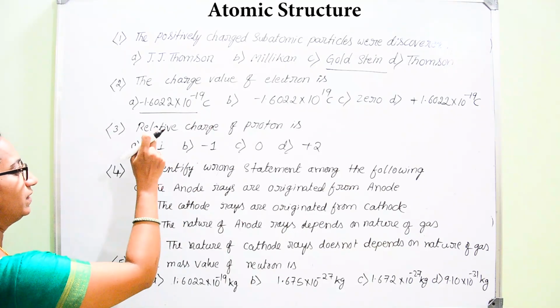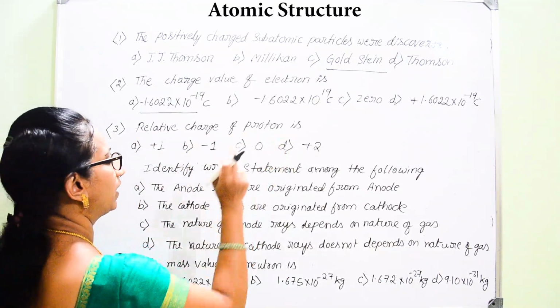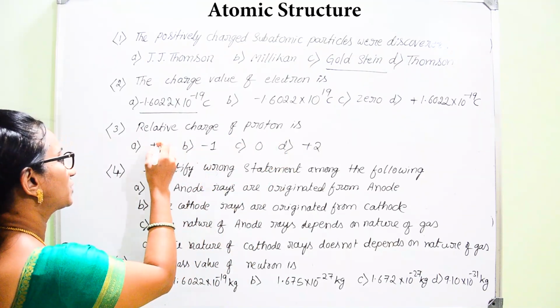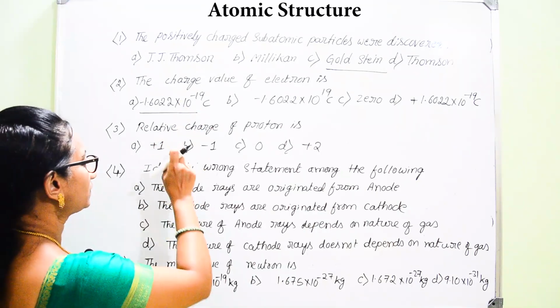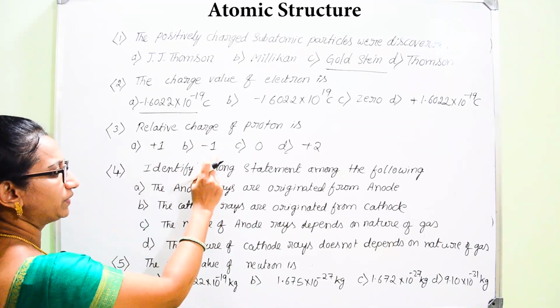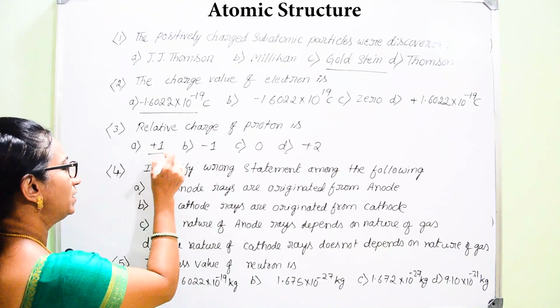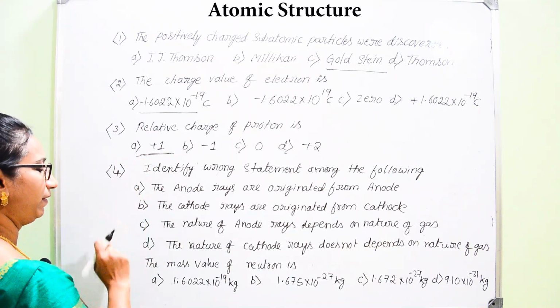And the next question, they have asked a very simple question, that is the relative charge of proton. So there is a difference between charge value and relative charge. The relative charge of proton is either plus 1 or minus 1, and it is exactly equal to plus 1. Hence, which is the right option? That is option A.